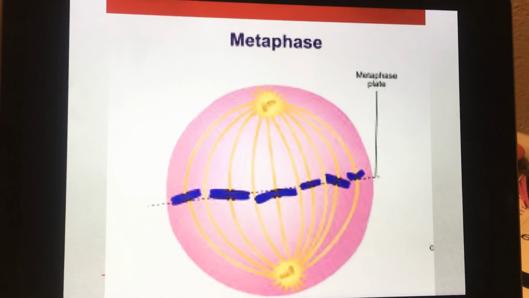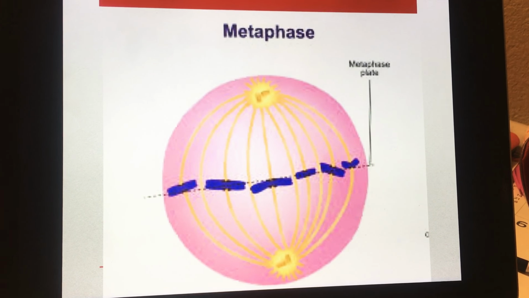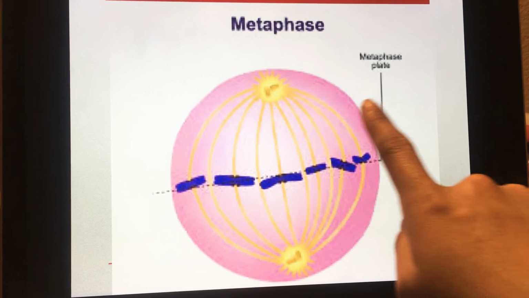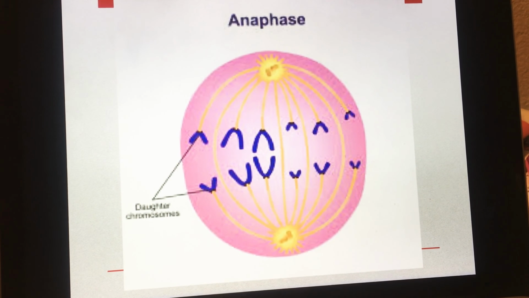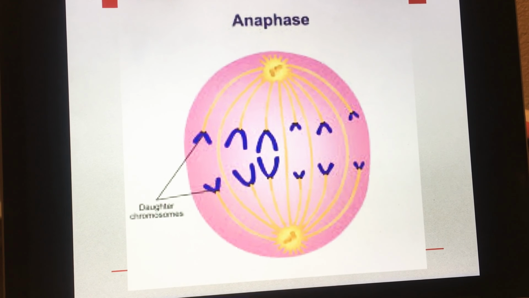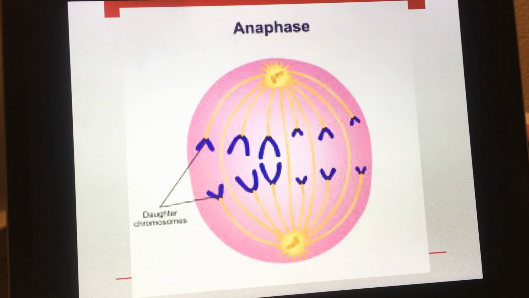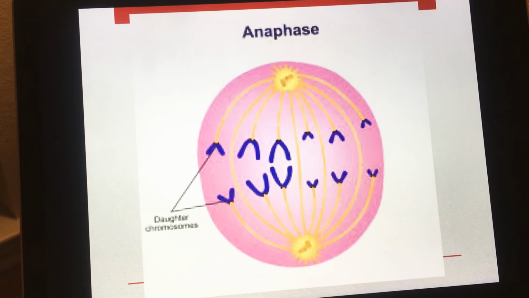The next phase, metaphase, has the chromosomes aligned at the equator of the cell, the metaphase plate, right in the middle. The next phase, anaphase, begins with the degradation of proteins that hold sister chromatids together. This frees the individual chromosomes, which begin to separate.